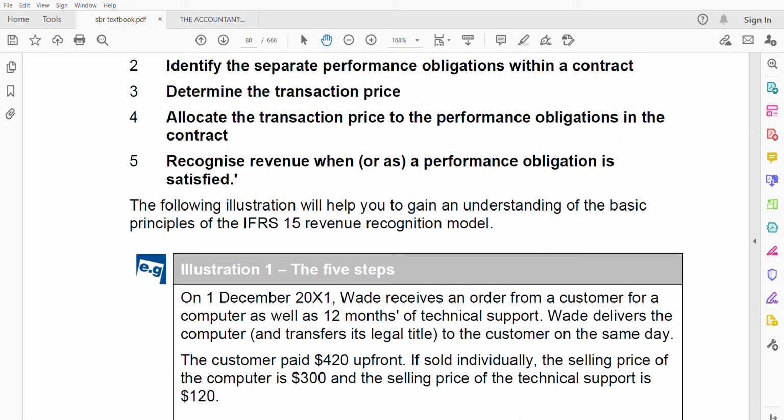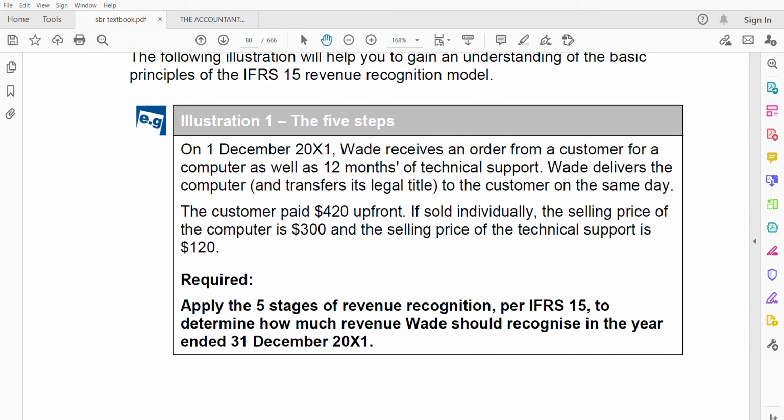The following illustration will help you to gain an understanding of the basic principles of the IFRS 15 revenue recognition model. Okay, let us go through this 5 step. This illustration one will help you to understand, even though this example is easy and simple. So on 1st December 2001, Wade receives an order from a customer for a computer as well as 12 months of technical support.